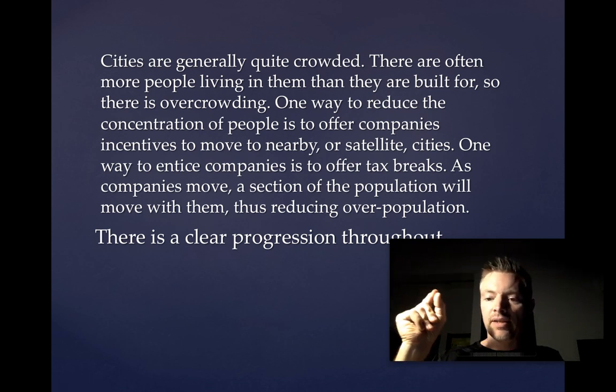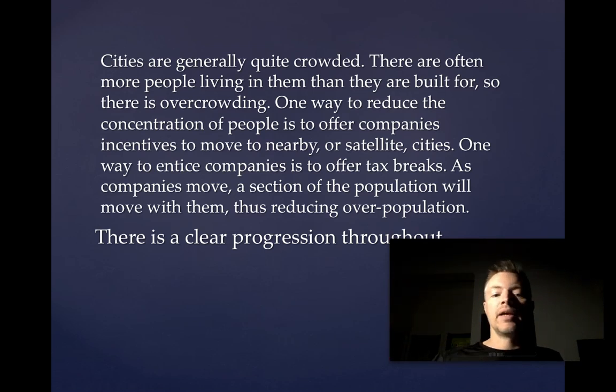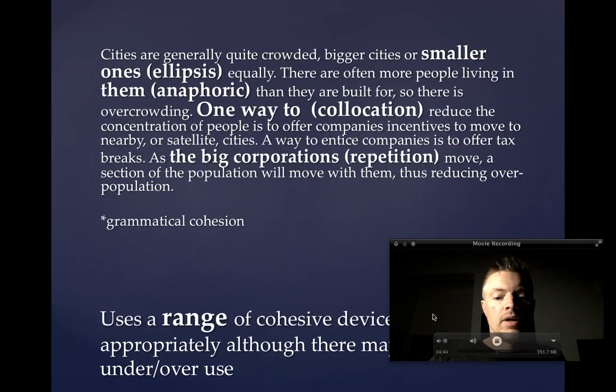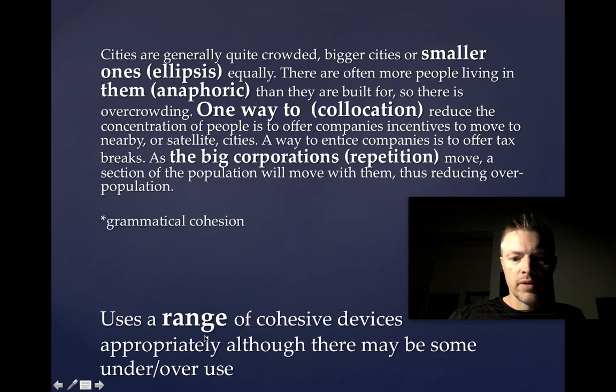So the idea is offer incentives. Then we explain what is the incentive. It's a tax break. And then when they get tax breaks, what happens? The companies move. They want to save money. And then the population follows, and we have less population in the cities, which is what the problem solution question asked us to do.